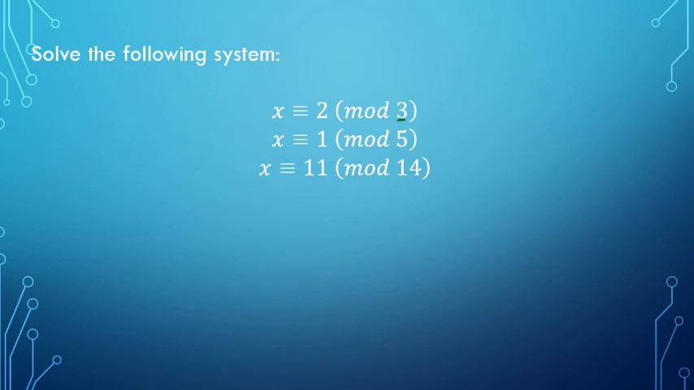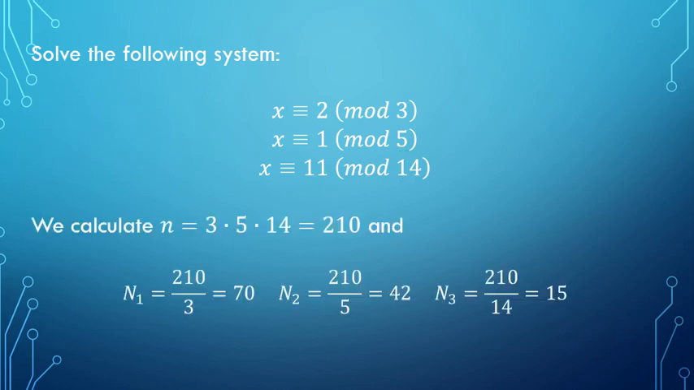Note that these n values here are relatively prime to each other. 3 and 5 are relatively prime, 3 and 14 are, and 5 and 14 are as well. So we have a solution. Now let's go about finding that solution. First thing we're going to do is take the product of these n values here. 3 times 5 times 14 gets us 210.